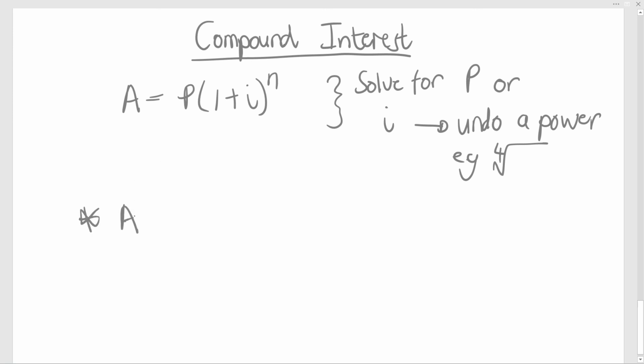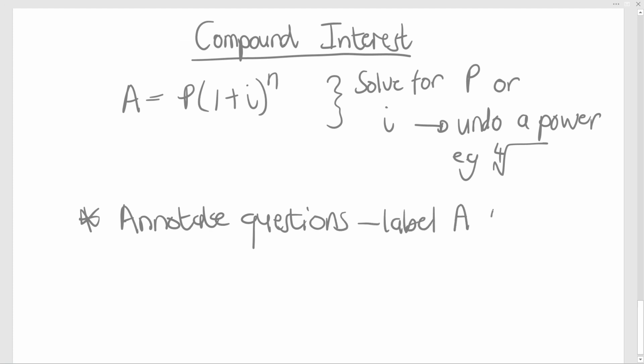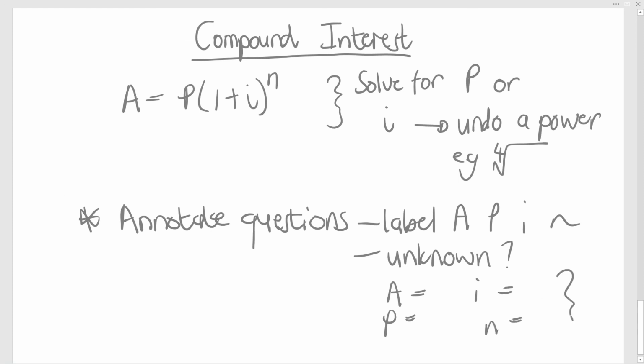So just a comment here, annotate your questions and do highlighting because there's lots of words. Okay, so label, what's the A, what's the P, what's the I, what's the N, and just make sure you're getting them the right way around. Okay, so make sure you know what the unknown is. You've got to identify it. And then write down what A equals, what P equals, what I equals, and what N equals. It's a really good way to just put it all down, and then you know where you're starting from.